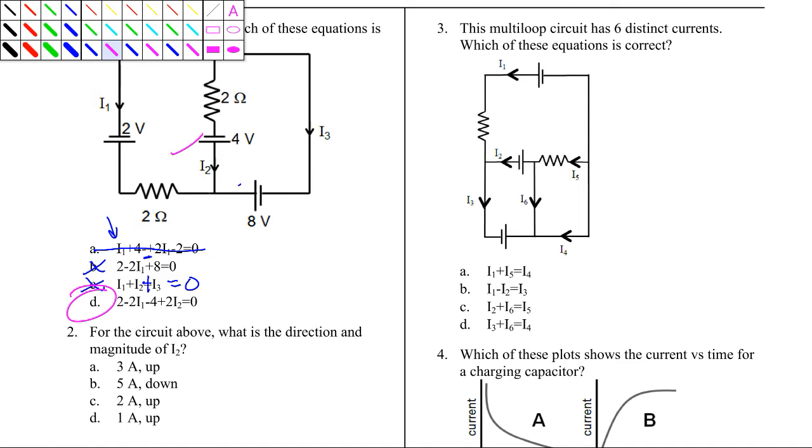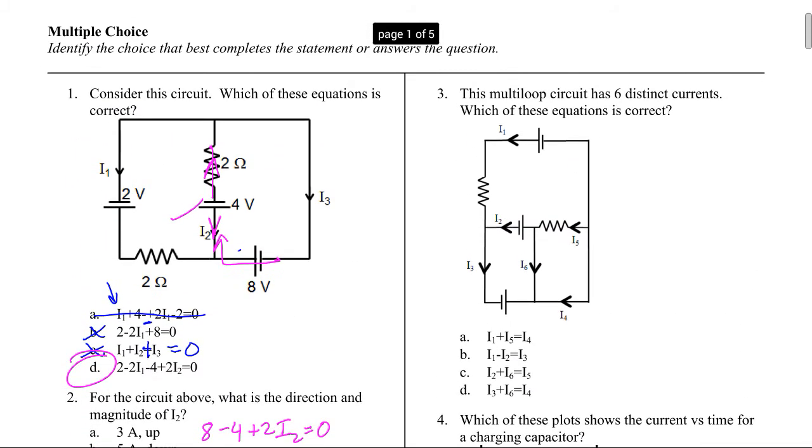So I'm going to write the equation. I'll start right here and go in this direction. So that is going to be 8 minus 4 plus 2I2 equals 0. And then if I solve this for I2, I get negative 2 amps. So it's 2 amps. It says that it's down, but since it came out negative, that means that I2 is up.